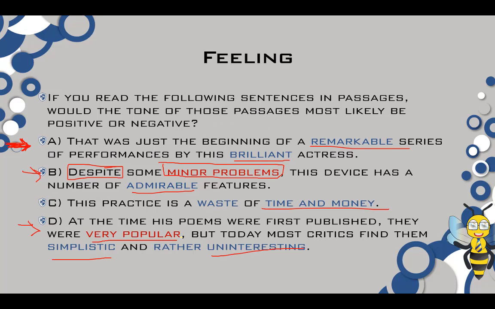Now, feelings. Okay, we're identifying the feelings of the author. So if you read the following sentences in passages, would the tone of those passages most likely be positive or negative? Let's check. For example, letter A. I'm sorry. No.